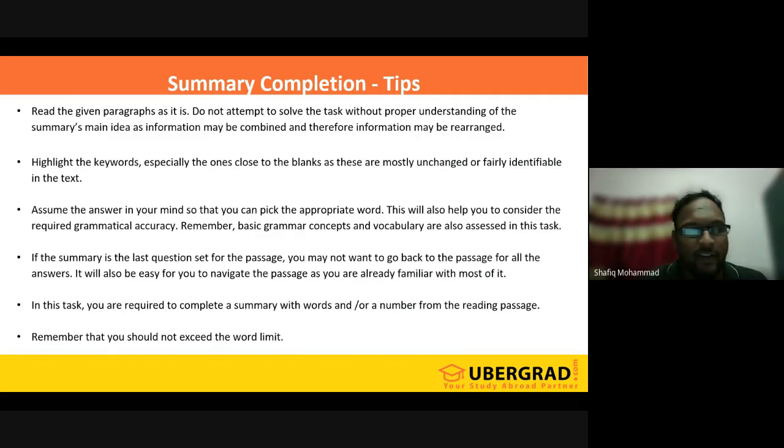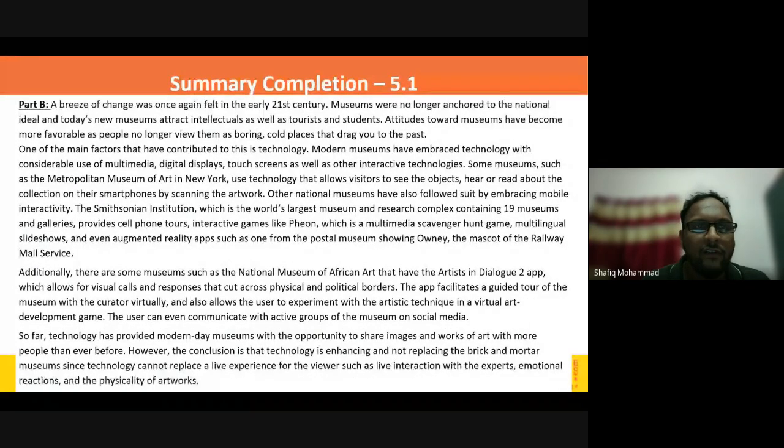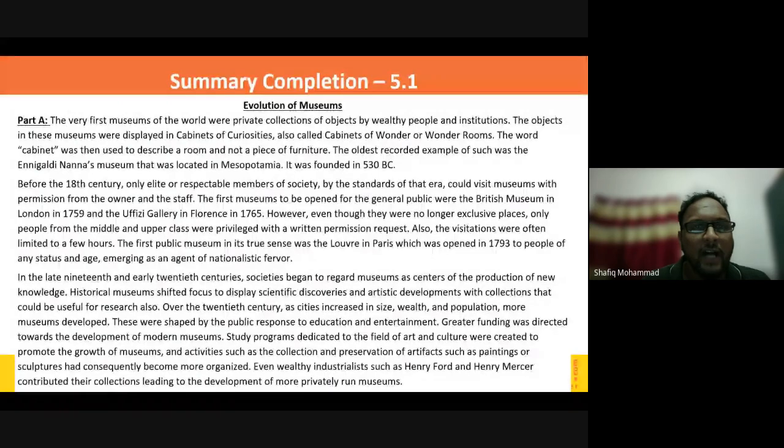Definitely. So in this task you are required to complete the summary in words. Remember that you should not exceed the word limit. Definitely we should follow the word limit. So we'll do 5.1, evolution of museums, guys. It is divided into part A and part B.